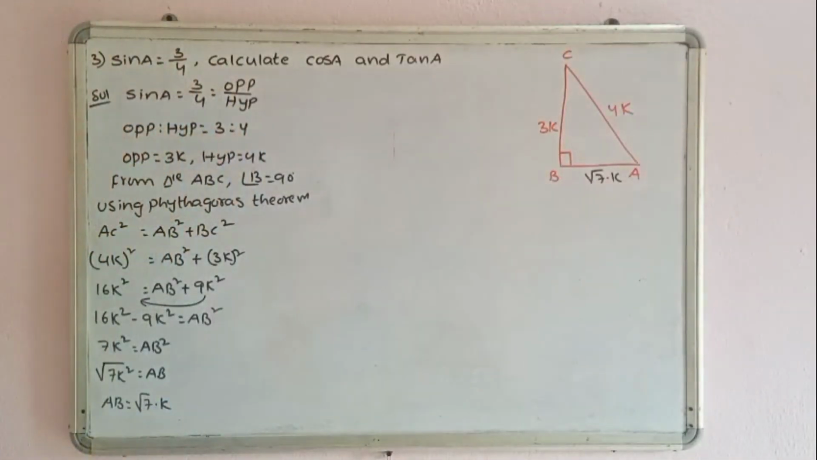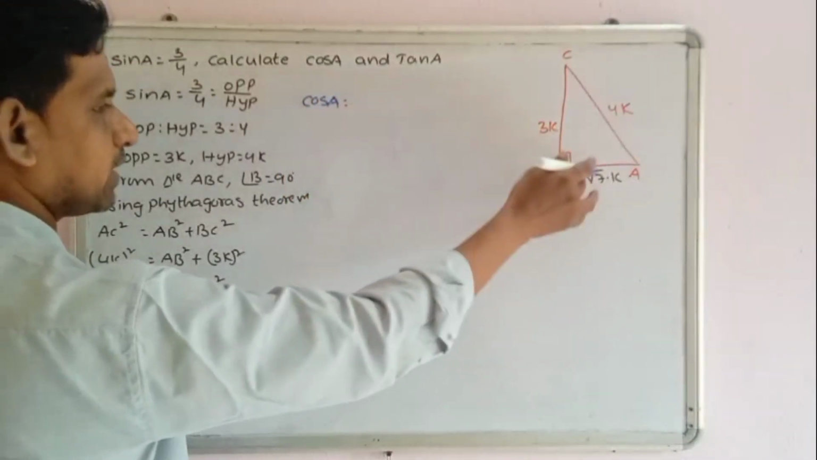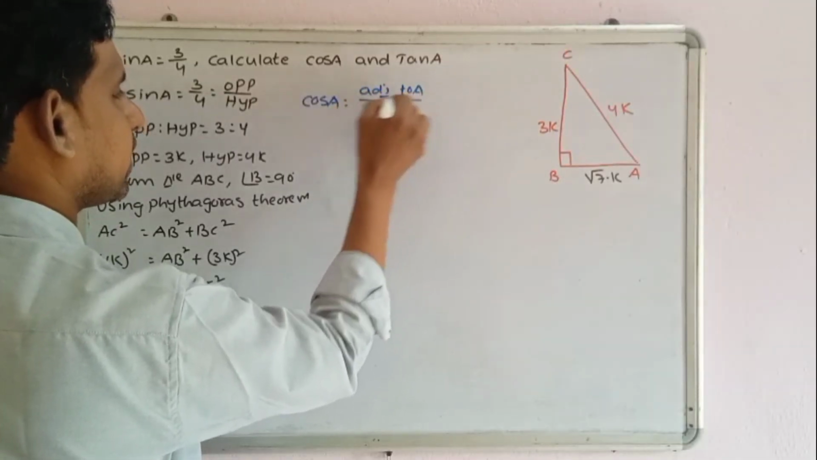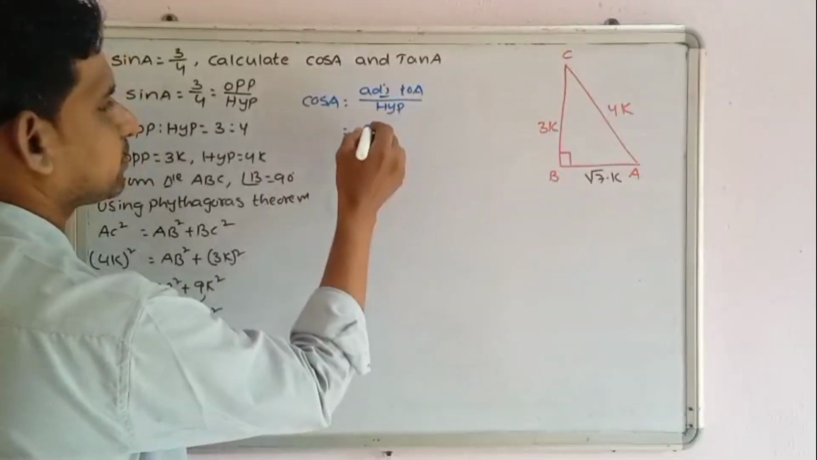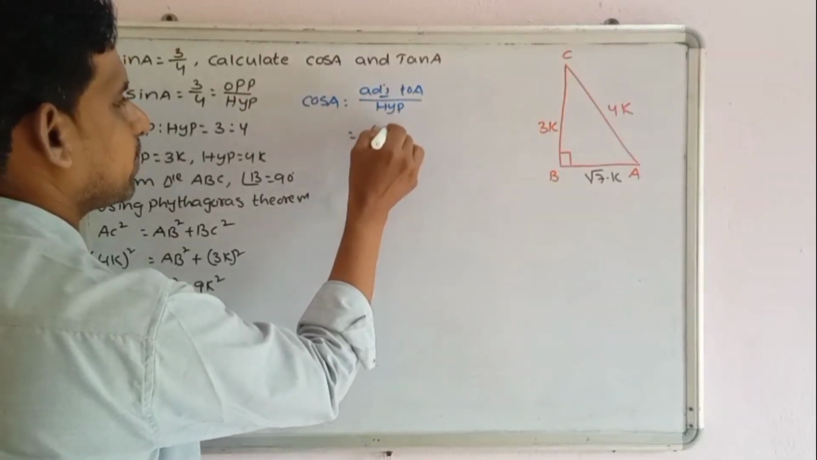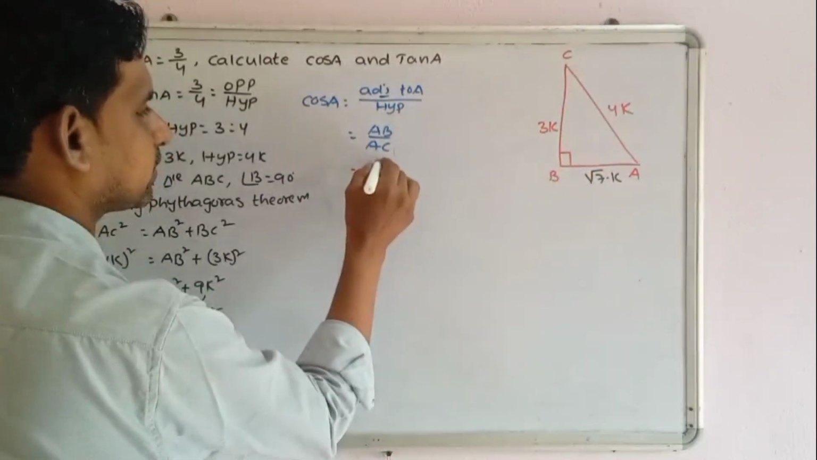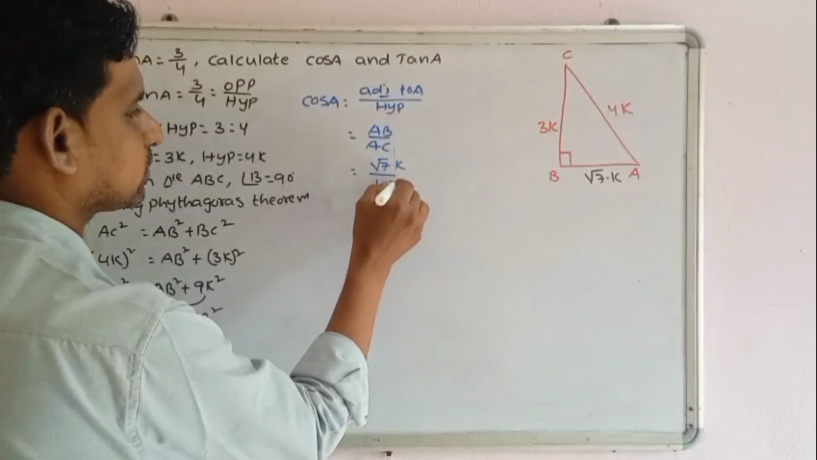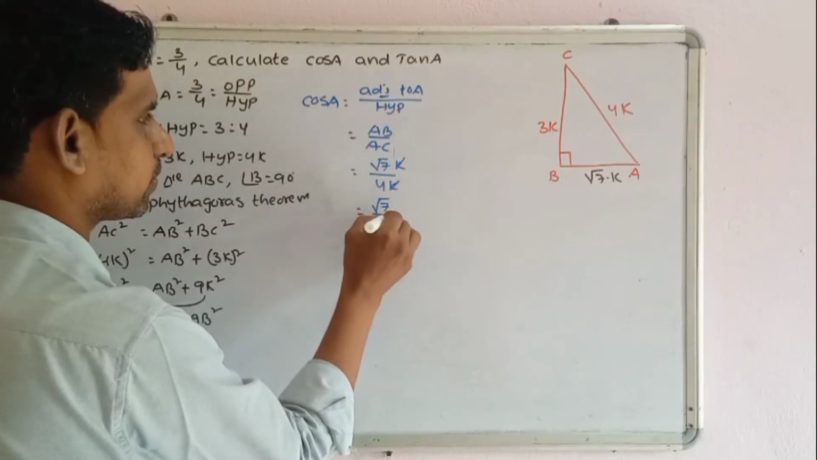Okay. Now we will find cos A and tan A. Cos A means what? Side adjacent to A by hypotenuse. Side adjacent to A is AB. AB by hypotenuse is AC. So AB value how much? Root 7k, by hypotenuse is 4k. So k gets cancelled. Root 7 by 4.